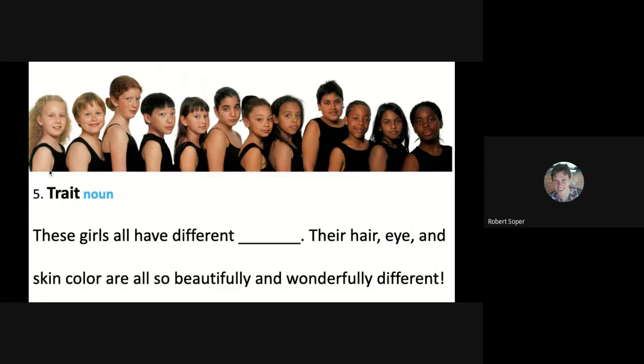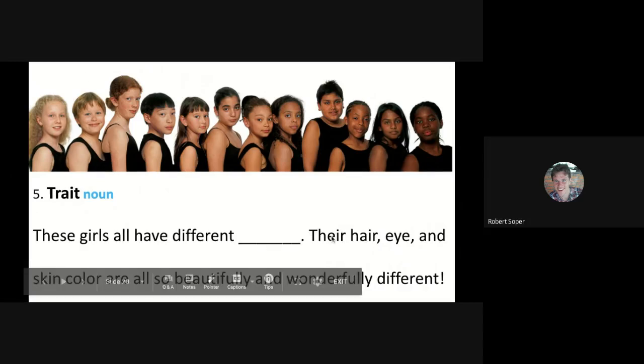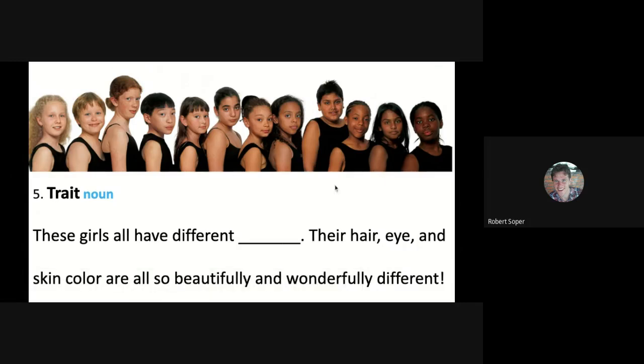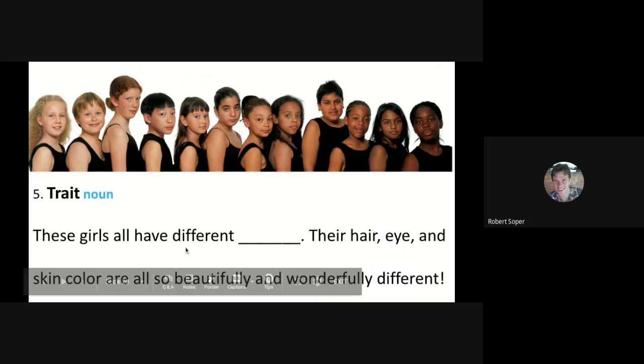As it goes from left to right, you can see they go from whiter skin to darker skin, and it's good. It's true that they all have different traits because they all have different characteristics or features. So yeah, common traits would be hair color or eye color or skin color. And it's great to see. I totally agree. They're all so beautifully and wonderfully different.